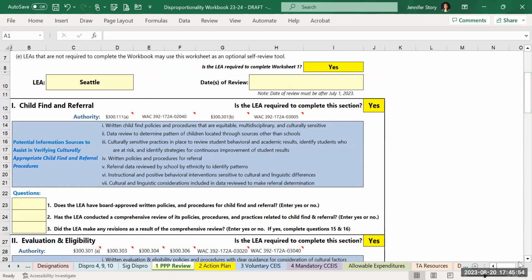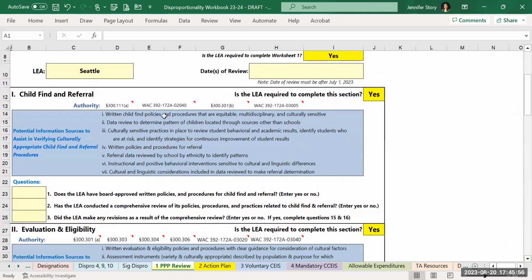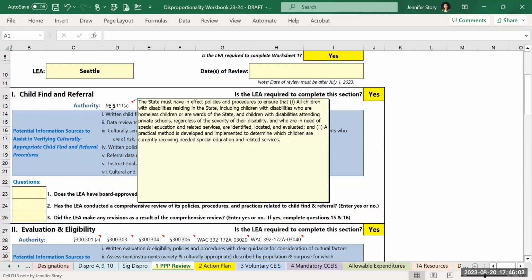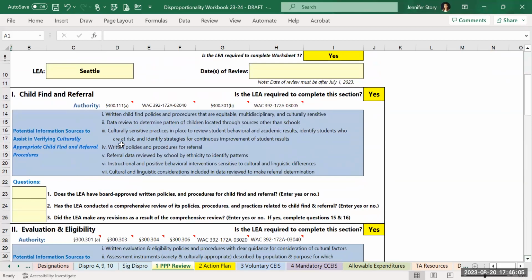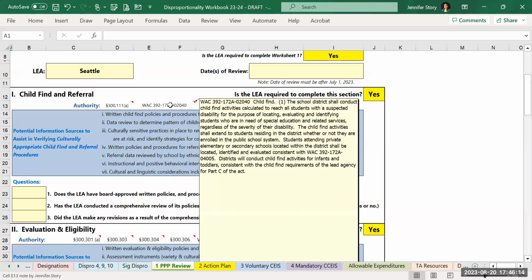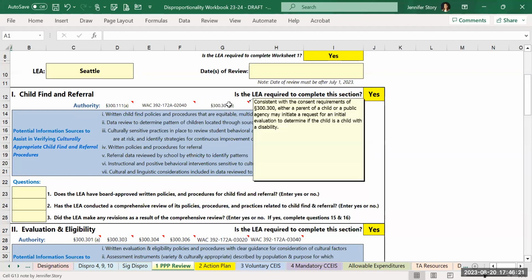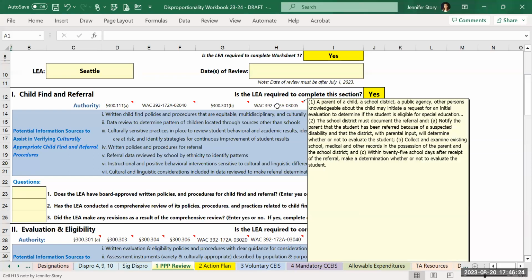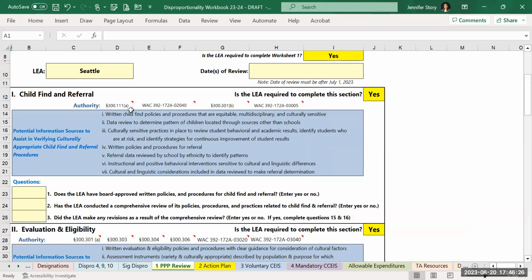Each section has 3 questions. It starts off by telling you some of the different data sources that you can look at to help you look at this section. The actual regulatory requirements are listed here. So if you hover, you can see the federal regulation that is applicable to this section. You can see the WAC, our Washington Administrative Code, or state regulation that is related to this area. So these are the areas that you're looking at within your policies, procedures, and practices.